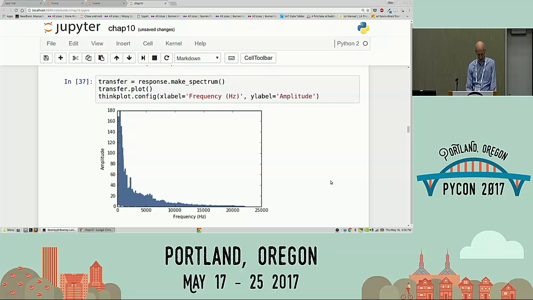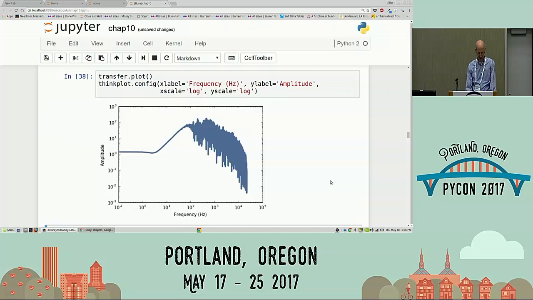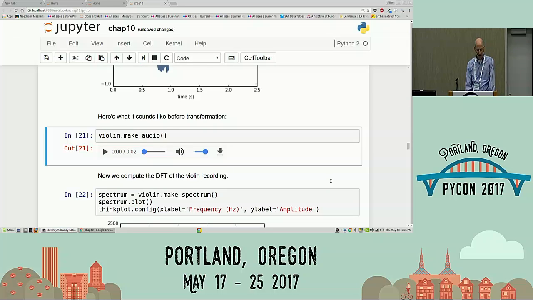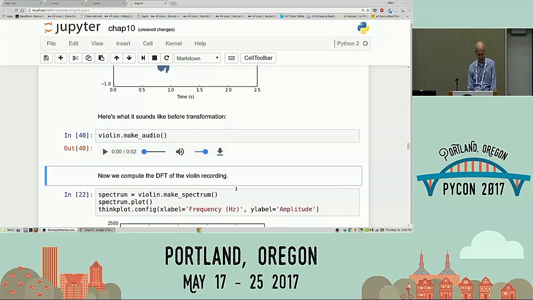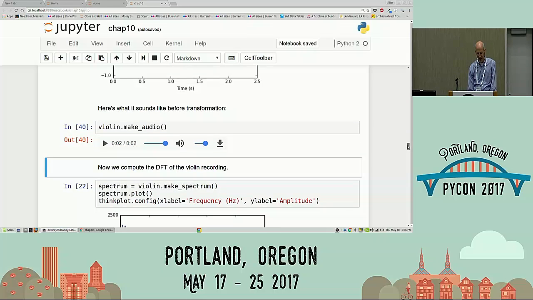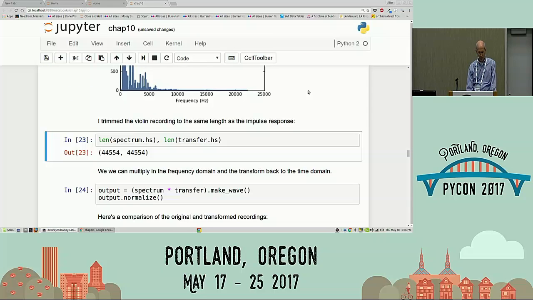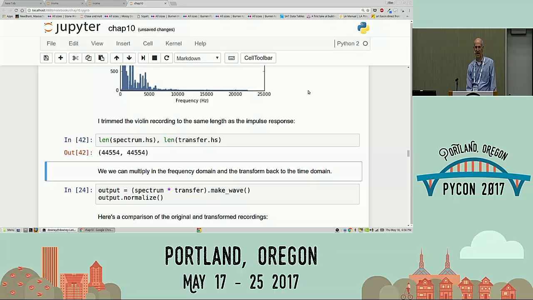So here's what that transfer function looks like. There's what it looks like on a log scale. And now if I take a signal like the violin recording, I can compute the DFT of the violin. And now I've got these two spectrums that are the same length, because I kind of tweaked it to make them be the same length.